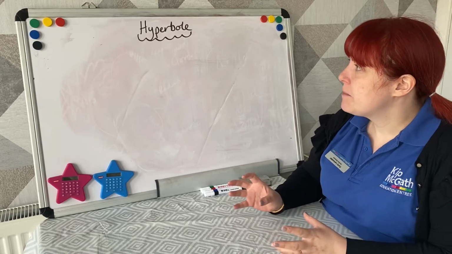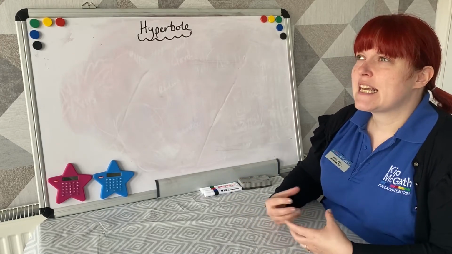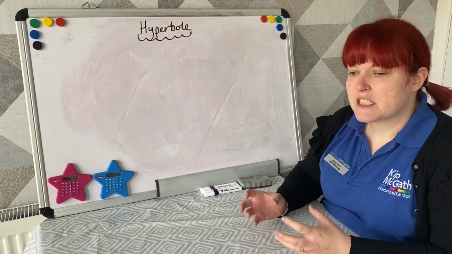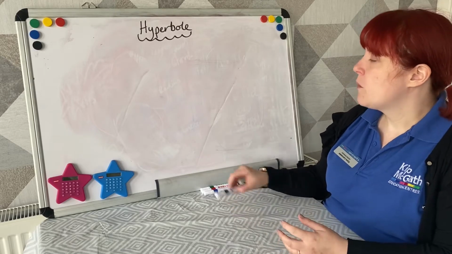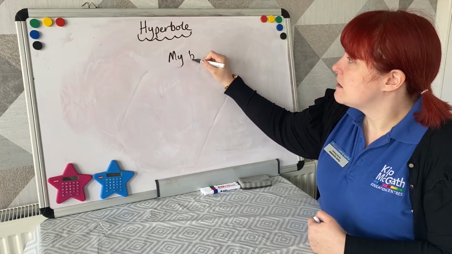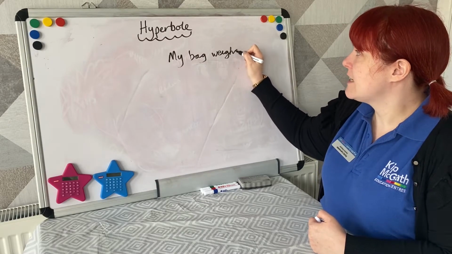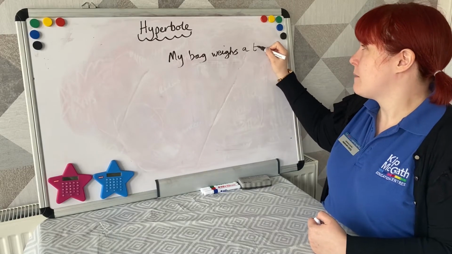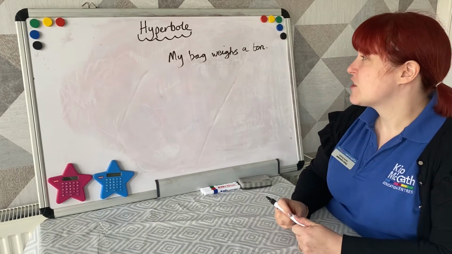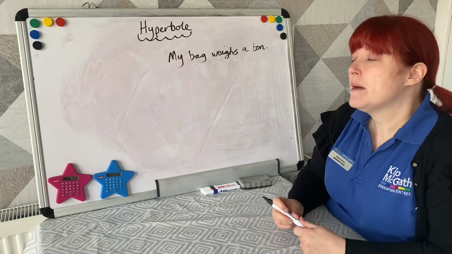So hyperbole is over-exaggeration of something. It's saying something that we don't mean literally, but the way that we've said it paints a picture. So for example, we could say something like, my bag weighs a ton. Obviously it doesn't literally weigh a ton because I wouldn't be able to lift it, okay? But that is what we call hyperbole. If it's over-exaggeration, it gives you the idea that that is a very, very heavy bag.